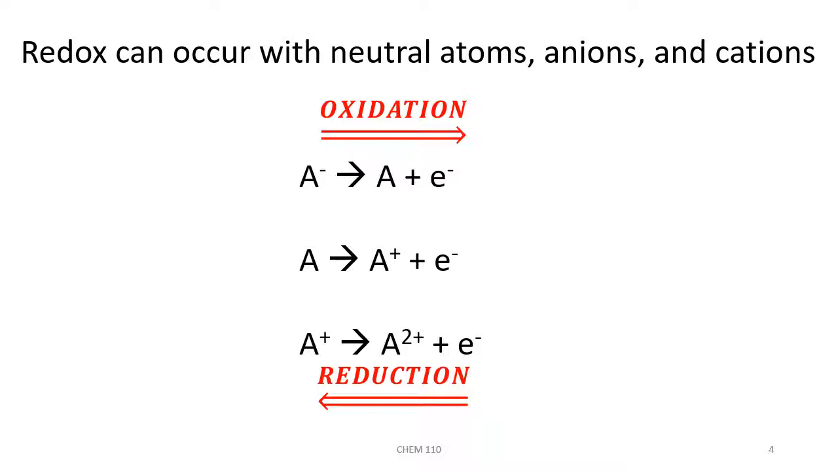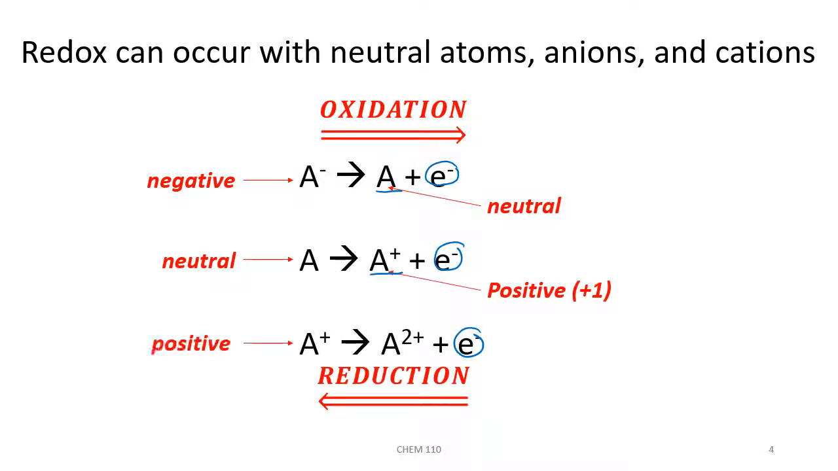Let's consider the oxidation of three different reactions, one starting with an anion, one starting with a neutral atom, and one starting with a cation. In all of these reactions, electrons are listed on the product side. When something gets oxidized, electrons are always a product, meaning that they're lost. If we start with something with a negative charge, when it loses an electron, it'll become a species that is neutral. If we start with something that is neutral, when it loses an electron, it'll become a species that is positive. If we started with something positive and it loses an electron, it'll become a species with a +2 charge.